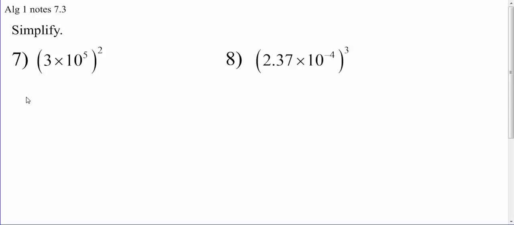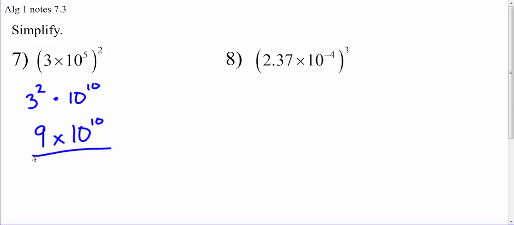Now the rules are the same, so let's take a look at this. That means you'd have 3 squared times 10 to the 5 times 2, so that's 10 to the 10th. And 3 squared is 9. We can go ahead and write it using the x as our scientific notation like we're used to. And there it is, 9 times 10 to the 10th. Now we want to keep these in that scientific notation.